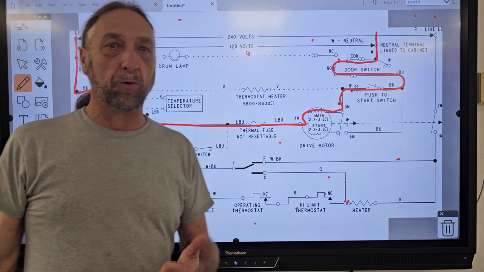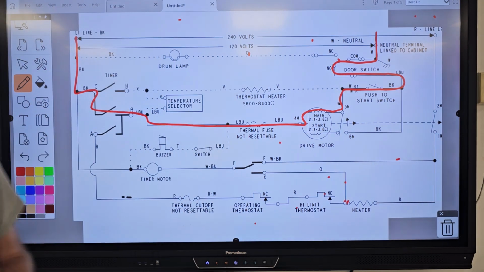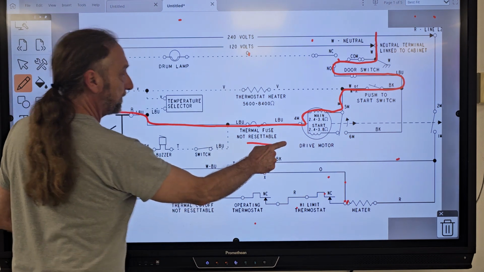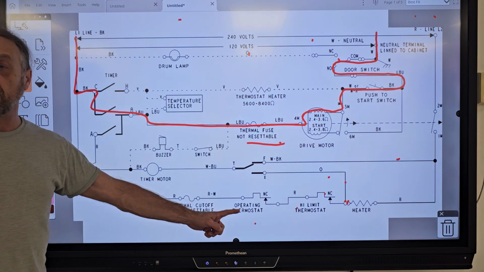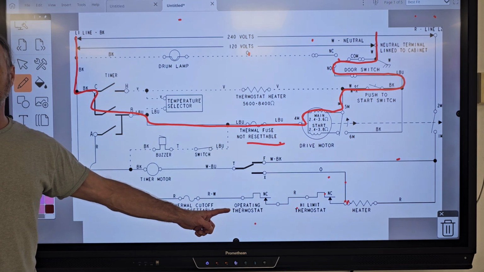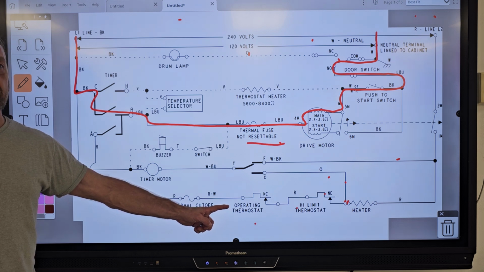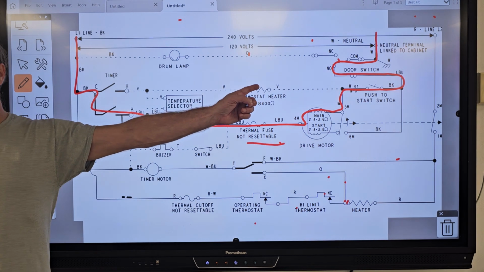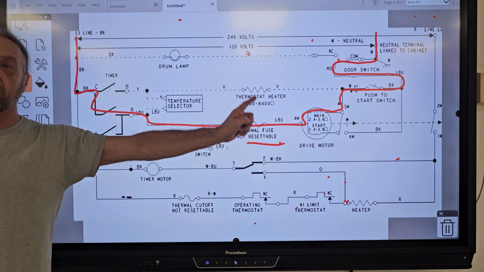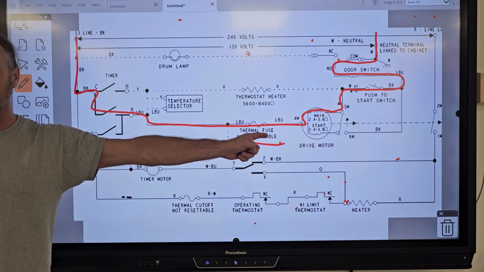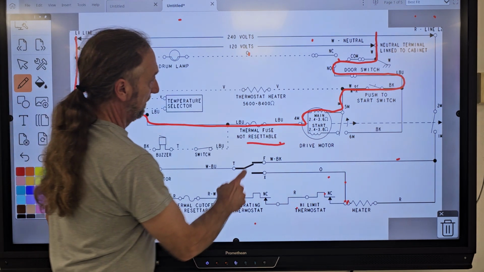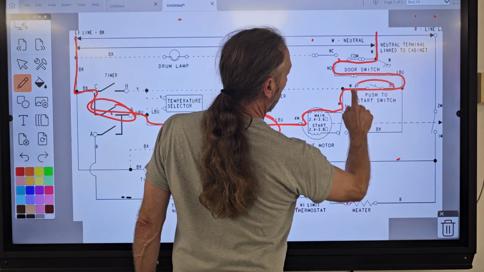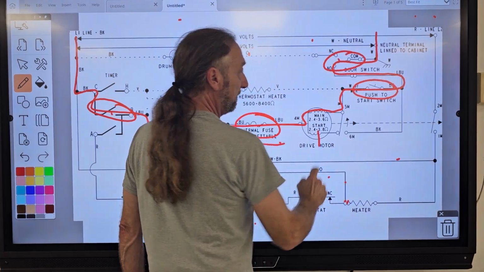Let's identify what components would stop this. Thermal fuse? Thermal fuse. What else? Operating thermostat? Does the motor need that part to function, the operating thermostat? Timer switch B. Only what's highlighted in red, that's the circuit for the motor. Those are the components we will test for troubleshooting. We're gonna check black to blue on the timer, the thermal fuse, the push to start switch, the door switch, and then eventually the motor itself.